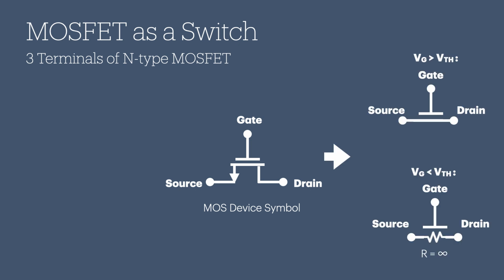As shown on the upper right of the slide, when the gate voltage, VG, is set to a high value, exceeding the threshold voltage, the drain and source terminals of the FET become connected or short-circuited. Conversely, as shown in the lower right side, when the gate voltage, VG, is below the threshold voltage, the drain and source remain disconnected. In this scenario, a high resistance approaching infinity can be modeled between the drain and source terminals.